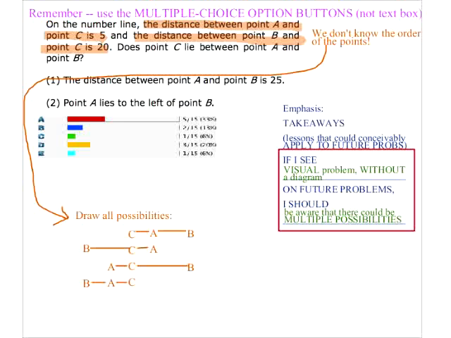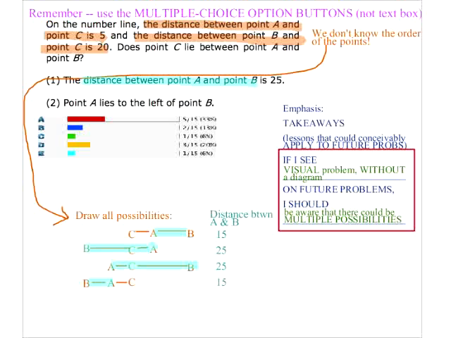So the distance between point A and point B is 25. Well, let's find the distance between point A and point B. In these two, it's the short distance. In these two, it's the whole thing. So let's look at the distance between point A and B in those cases. Well, in this case, it's only 15. It's 20 minus 5. In this case, it's 25. In this case, it's 25. But in this case, it's 15 again.